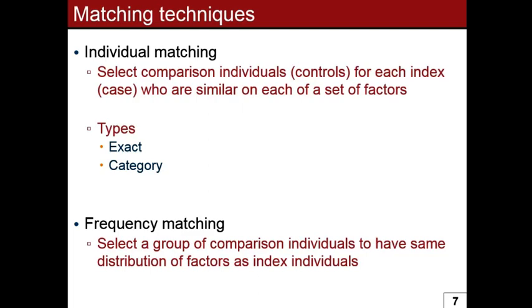And for every case, you're going to go do this. And you might do it in an exact way or in a category way, which means I might say I need to have exactly an 18-year-old, versus I'll take anyone between 15 and 20. But the idea here is that you're very specifically matching to the individual. And the other style is called frequency matching, where you just have the distribution of the factors, and the controls match that of the cases.